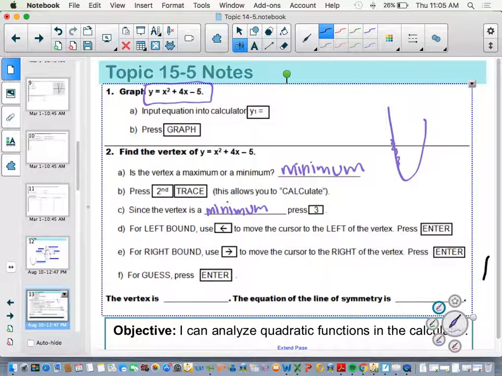It could be on the line. Just somewhere around there. Doesn't matter where it is, just anywhere on the left side. Press enter. Then it's going to say right bound. So you're going to go to the right side of the vertex and press enter. Left bound, right bound. Then press enter one more time. And what's it telling you?